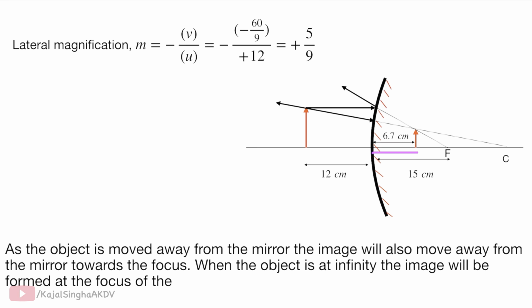As the object is moved away from the mirror, the image will also move away from the mirror towards the focus. When the object is at infinity, the image will be formed at the focus of the mirror.